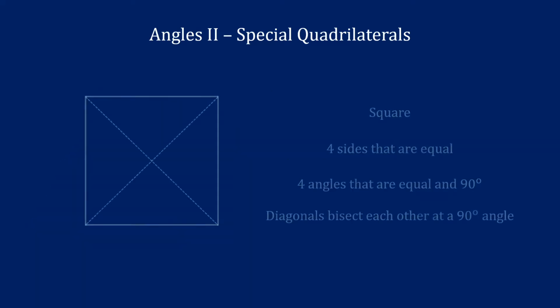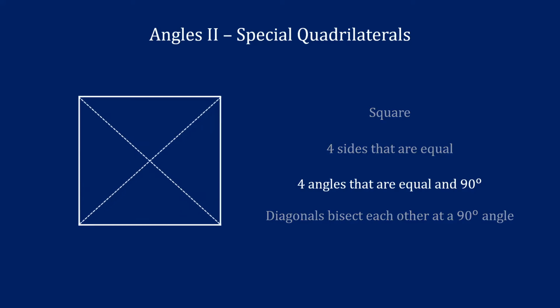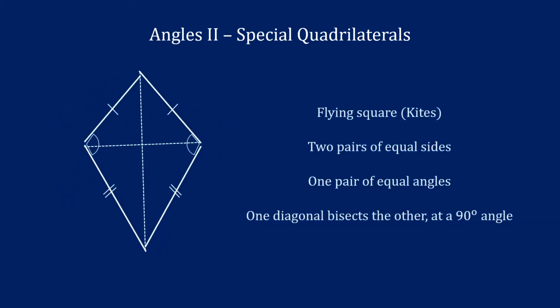Let's go to recap time. So, squares have 4 equal sides, 4 angles that are equal and 90. Diagonals bisect each other at a 90-degree angle. Rectangles have opposite sides that are equal, 4 angles that are equal and 90 degrees, and diagonals bisect each other. Kites have 2 pairs of equal sides, 1 pair of equal angles, and 1 diagonal bisects the other at a 90-degree angle.